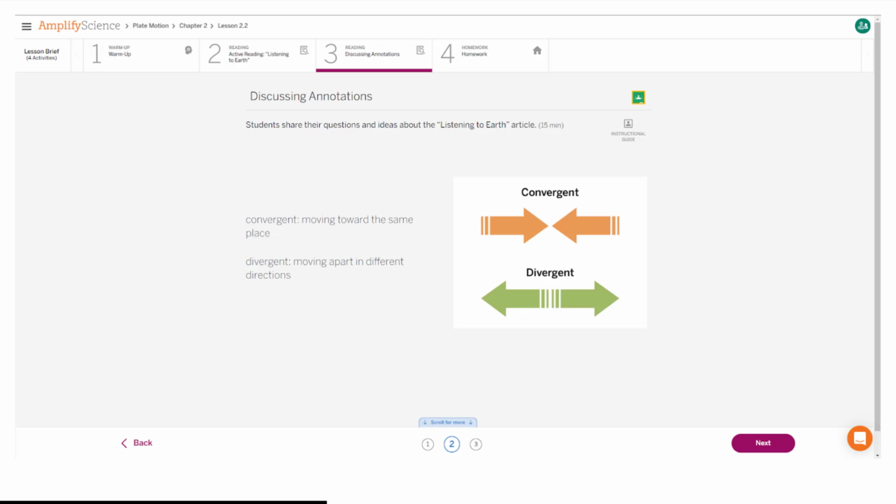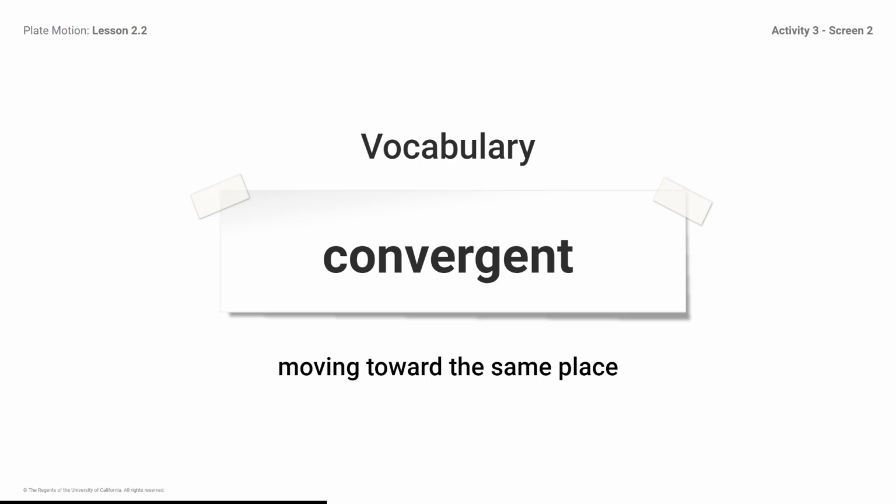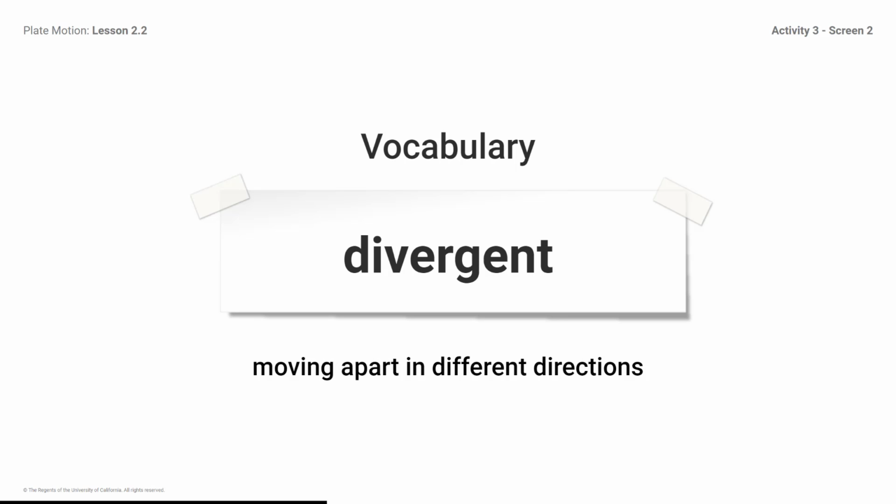Here's what your student screen looks like for this part of the lesson. Vocabulary: convergent, moving toward the same place. Vocabulary: divergent, moving apart in different directions. We just read about a scientist who is studying two types of plate boundaries, convergent boundaries and divergent boundaries.